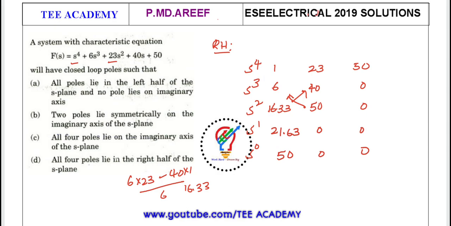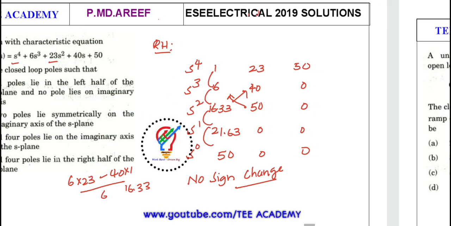Now here there is no sign change. No sign change means all the poles lie in the left half of the s-plane, because no sign change is present in any column: positive, positive, positive, positive. So the answer is that all the poles lie in the left half of the s-plane and no pole lies on the imaginary axis. This kind of question is important for the GATE exam as well as any PSU exams. These are standard questions which may appear in any examination. Okay, next question we will see.